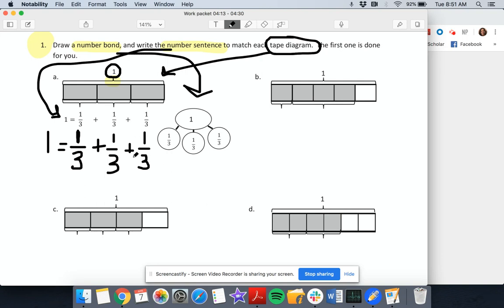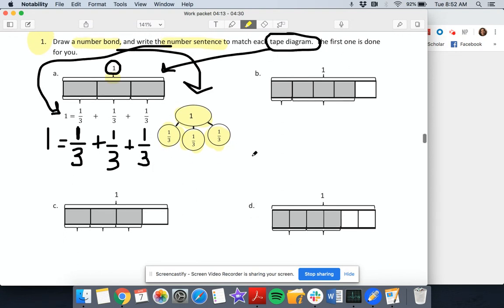And if we remember, we know that number bonds are essentially just figures that help us when we're adding with sums and all of that good stuff. So in a number bond, we put our sum or our answer in addition on top. And then we also include every number that leads us to that sum. And in that case, that was 1/3 plus 1/3 plus 1/3. Okay, let's move on to the next problem.